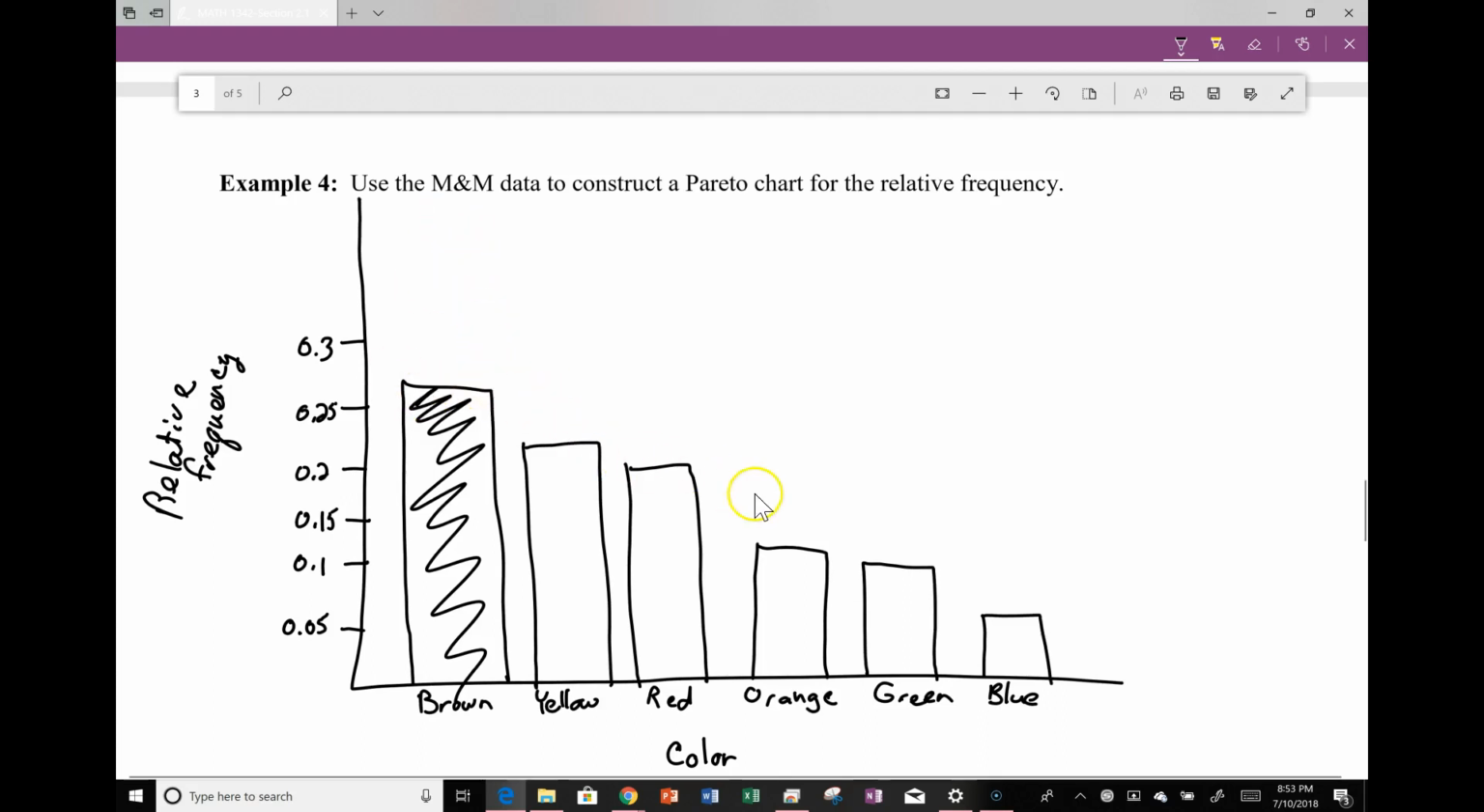Notice they stair-step down. This is what we're looking for in a Pareto. That where we have the highest frequency and going in order to the lowest frequency. That is what is special about the Pareto.